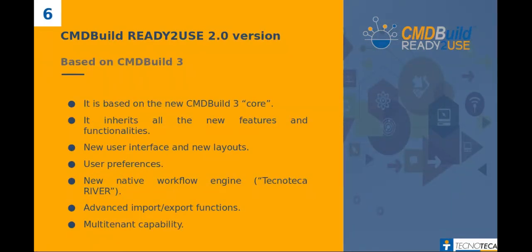Basically, the CMDBuild Ready2Use 2.0 version, as I was just saying a few minutes ago, is based on the brand new CMDBuild 3.0. The fact that CMDBuild 3.0 has a higher number than CMDBuild Ready2Use 2.0 is just because CMDBuild was born way before CMDBuild Ready2Use, and this is why we needed to acquire that experience with CMDBuild before actually starting to think about, create, and release CMDBuild Ready2Use.